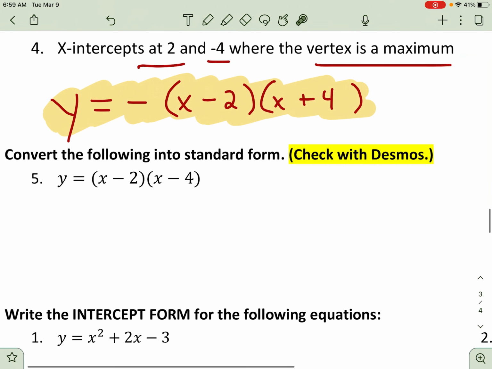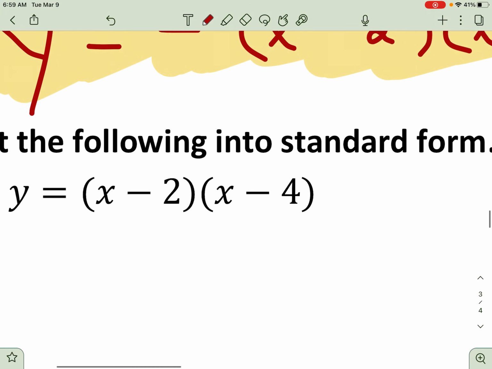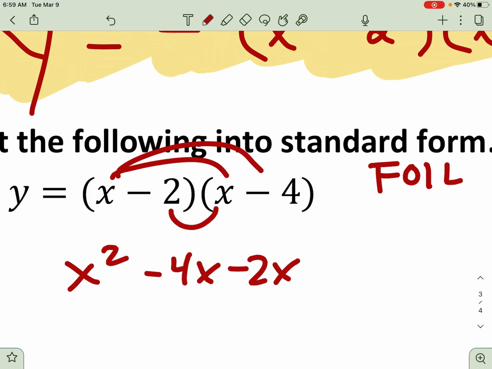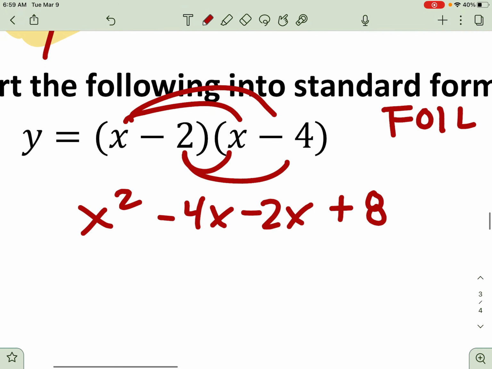Okay, convert the following into standard form. Okay, so now notice that this one is in intercept form. Let's go ahead and convert it to standard form. And to do so, you just expand it out. You multiply it out. FOIL. First, outside, inside, last. So first is x squared. Outside, negative 4x. Inside, negative 2x. And last, positive 8. And then simplify that.